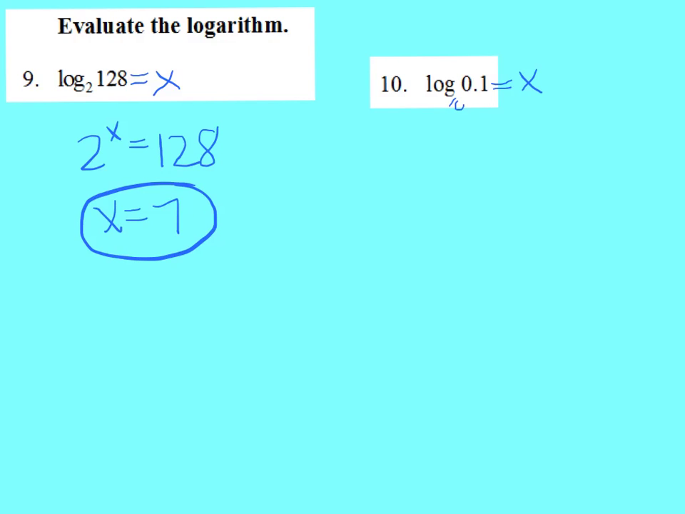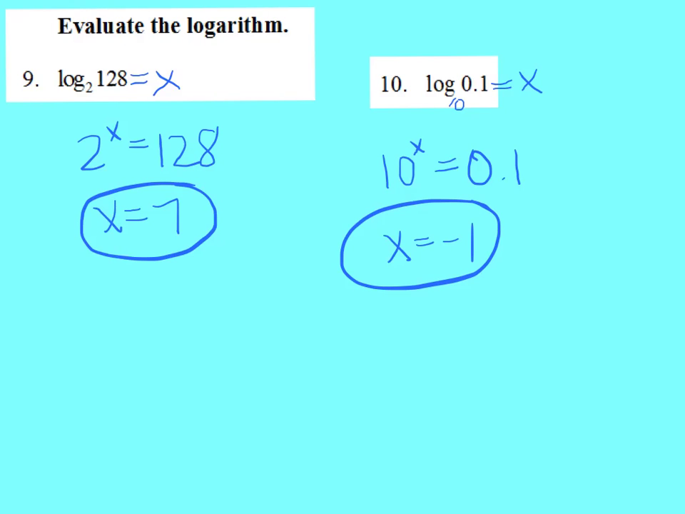Now, in the next problem, remember, if there's not a log base written in, we know that it's 10. So I have 10 to the x equals 0.1. So I'm going from a larger base to a smaller number. Now, when that happens, we need to be thinking about some negative values. So, if I try x equals -1 in my calculator, I'll see that it will give me 0.1. 10 to the -1 power is 0.1.